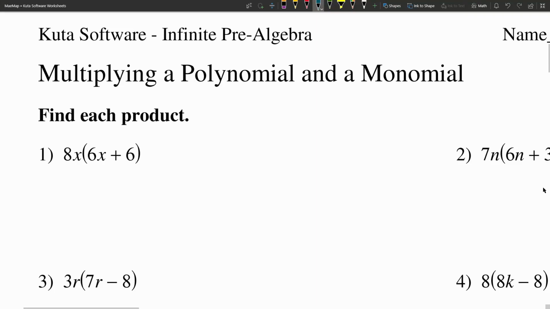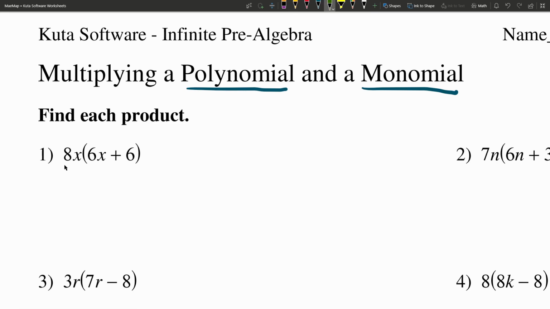In this video, we're going to complete the Kuta Software Infinite Pre-Algebra free worksheet, multiplying a polynomial and a monomial. Our directions for this worksheet are to find each product. Remember, a polynomial has multiple terms in it, and a monomial just has one single term. So looking at number 1, here is our monomial, and this is our polynomial because it has multiple terms. So what we're going to do is figure out how to multiply those together.